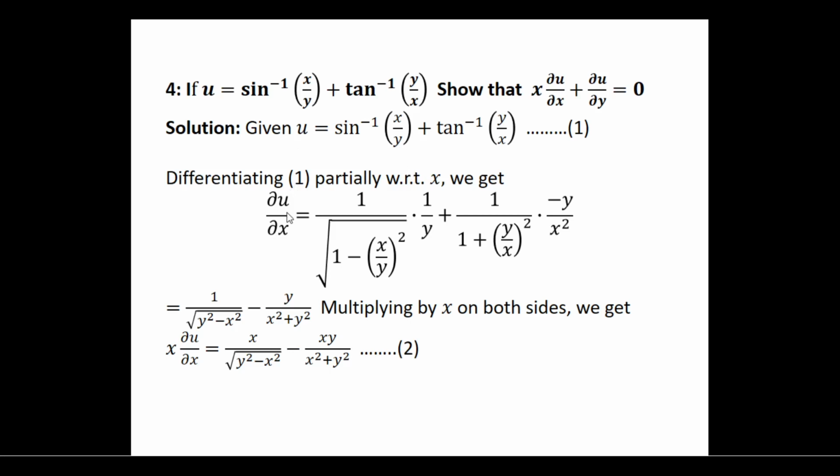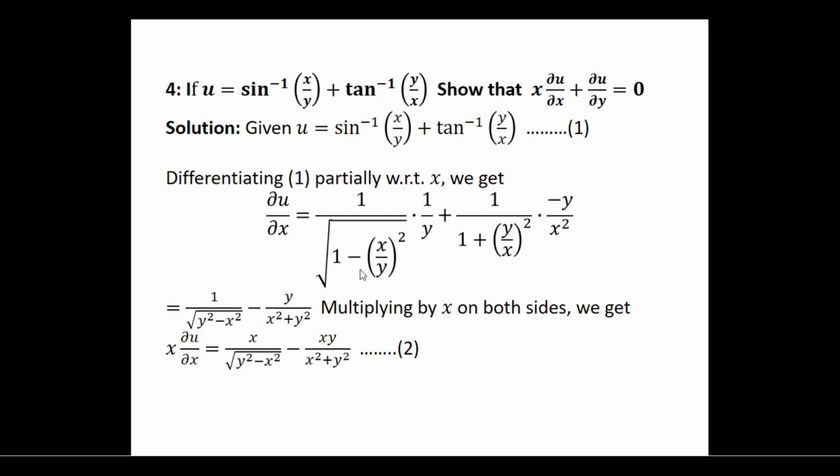So ∂u/∂x equals, what is the differentiation of sin inverse? It's nothing but 1 over square root of 1 minus (x by y) whole square, into the differentiation of x by y with respect to x, which is 1 by y, plus, what is the differentiation of tan inverse of y by x? 1 over 1 plus (y by x) whole square, into the differentiation of y by x with respect to x. Y is constant, keep that as it is. What is the differentiation of 1 by x? It's minus 1 by x square.